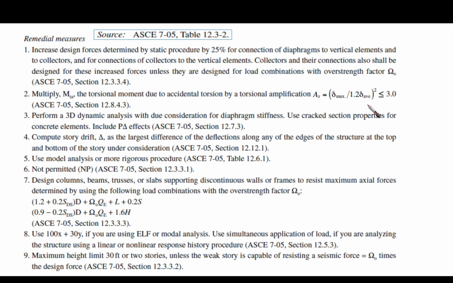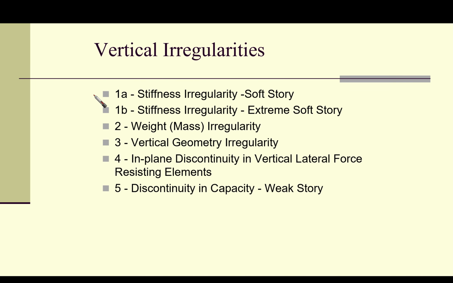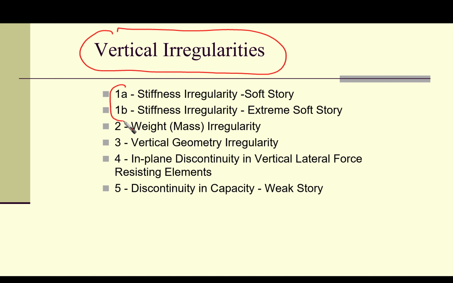Okay, now let's go to the second part of this video, which is related to the vertical irregularities. We have here 5 different irregularities: 1, 2, 3, 4, and 5. We have 1A and 1B. Okay, and we are going to find 2 different stiffness irregularities. We have soft story and extreme soft story, 1A and 1B.